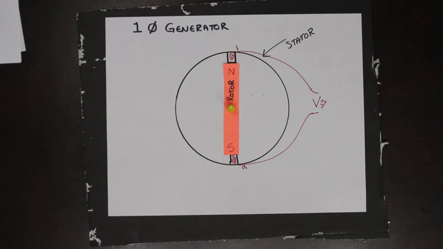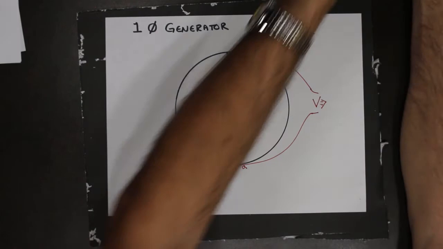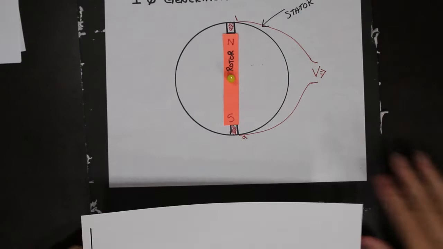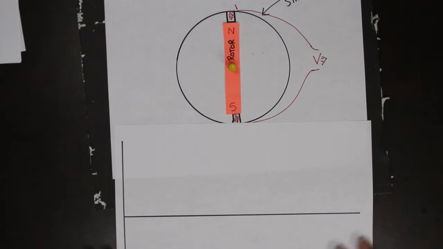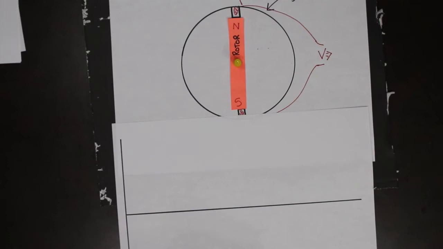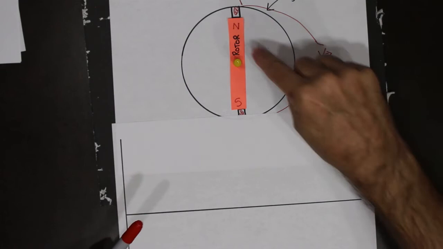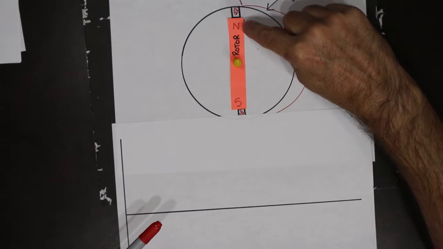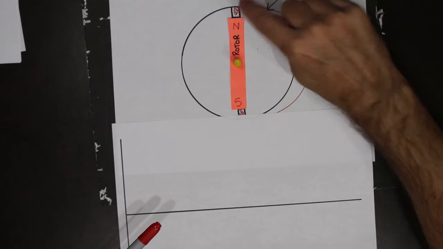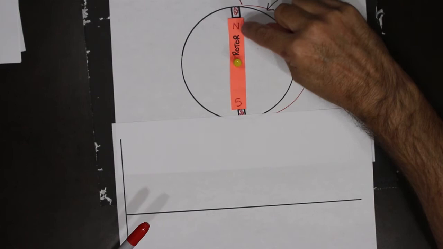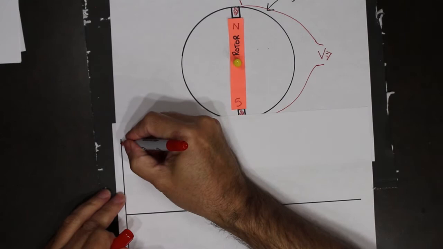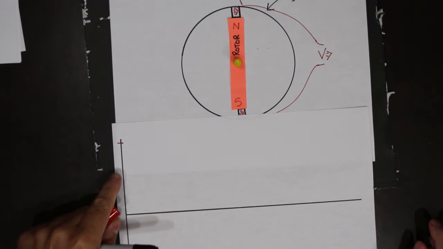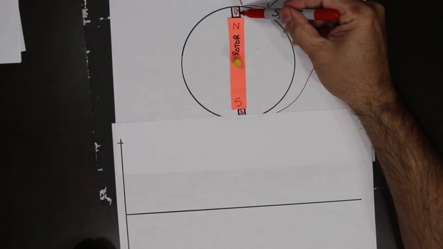So from AC circuits, in AC circuits, we draw a waveform. If we were to look at the voltage waveform that's coming out of this generator as it spins, the greatest effect happens when the magnet is at the closest point to where that wire is. In an AC waveform, that is the peak. So we're going to start right here, and we're going to say that that north has the greatest effect on that wire right there.